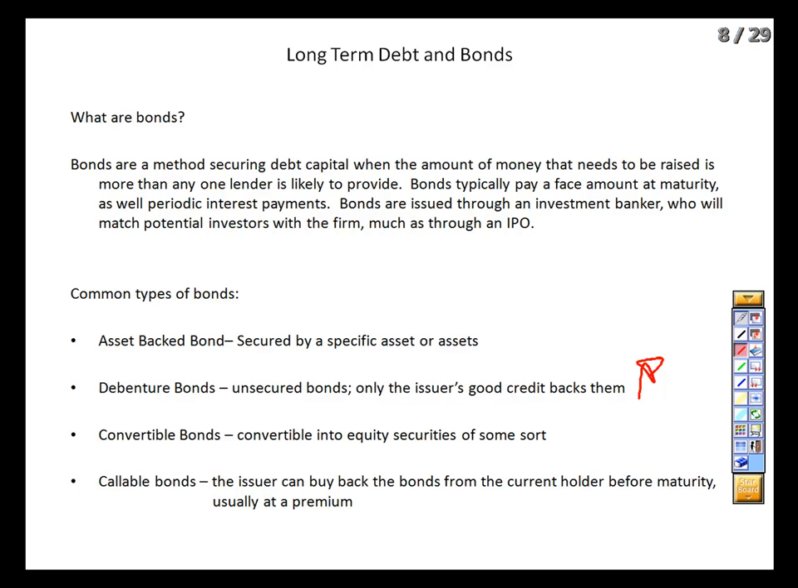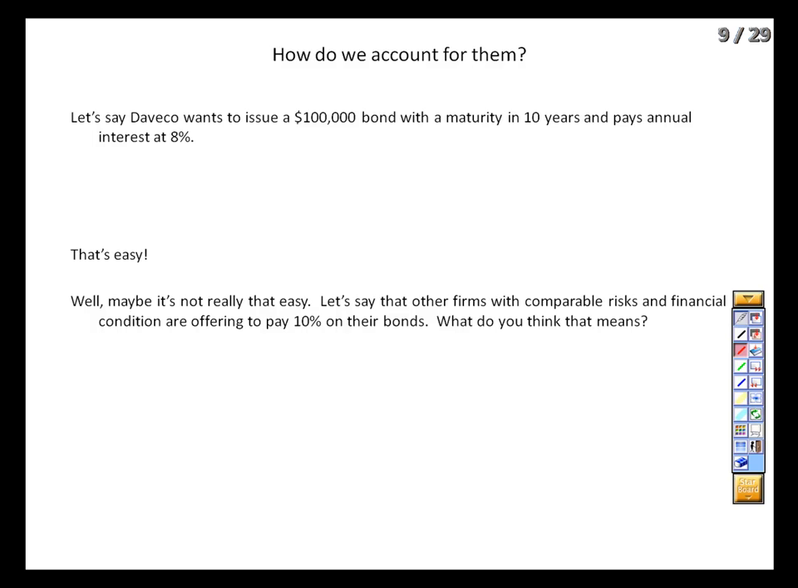There are certainly other things we could see, but these are the ones that you're most likely to run into. So how do these things get reported on the balance sheet? Well, let's say that Daveco issues $100,000 of bonds with a 10-year maturity, and it pays 8% interest payment each year. We're going to treat this just like any liability. We're going to record our cash going up with a debit, we'll record the liability with a credit, and we'll go on our merry way.